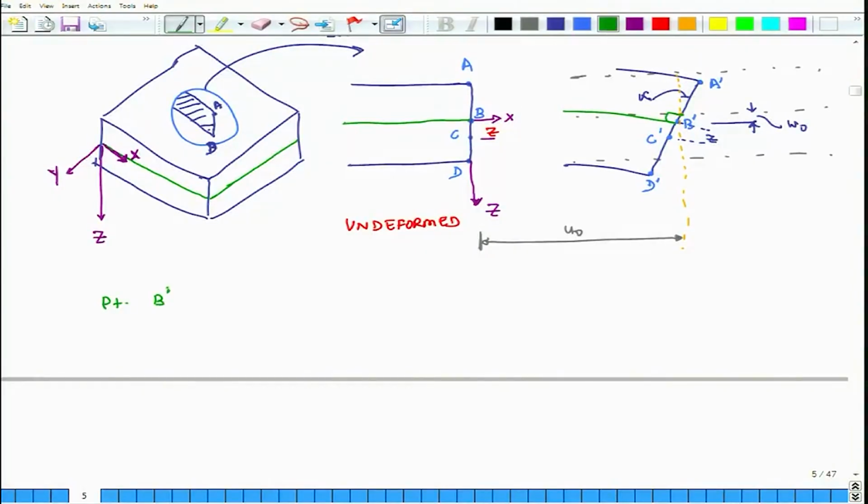Point B prime moves by u naught in x direction. So, we are talking about the midpoint right now, we are just talking about the midpoint of the system. Point B prime moves by distance W naught in the positive z direction.